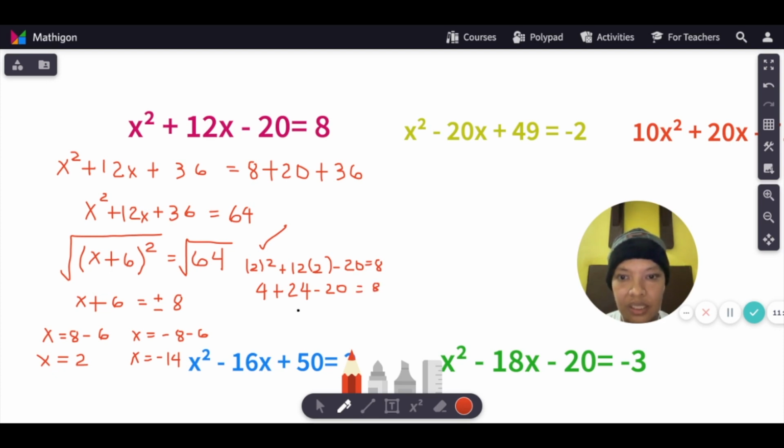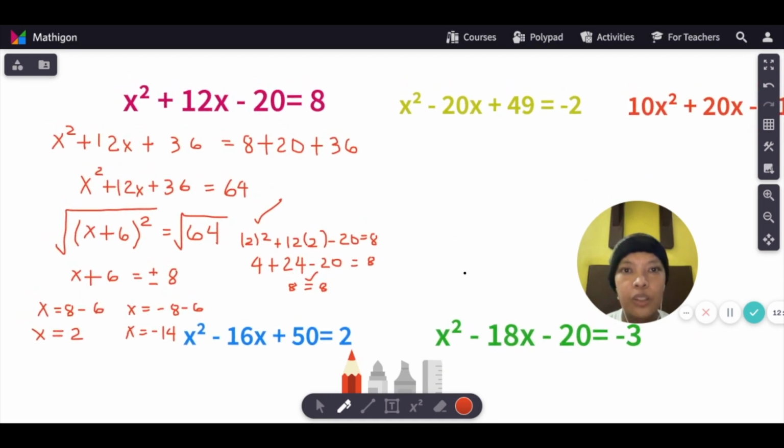Okay, so this is 8 over 8. 8 is equal to 8. So, tama po tayo. So, you can always check your answer. So, if you have your calculator, you try negative 14.